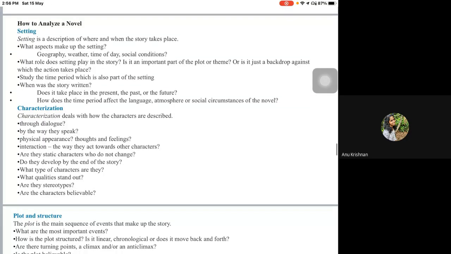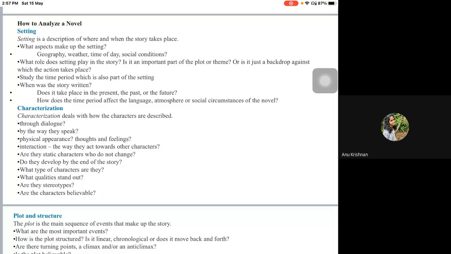how do you analyze a novel? As students of literature, studying the novel, you should know how to analyze a novel. The first way, and this is the most simple way to put it, in which we can approach the analysis of a novel is by looking at the setting. What is setting? It's a description of where and when the story takes place. Where does it happen? What aspects make up the setting?